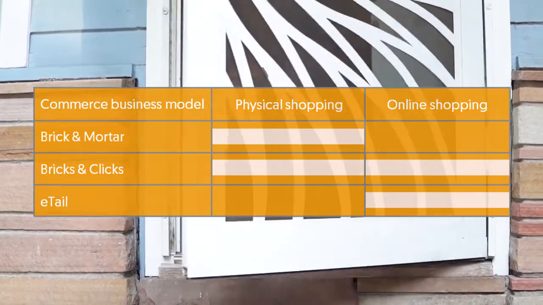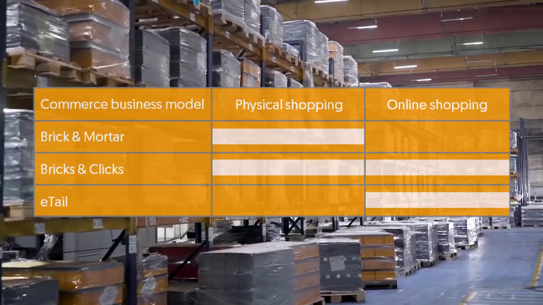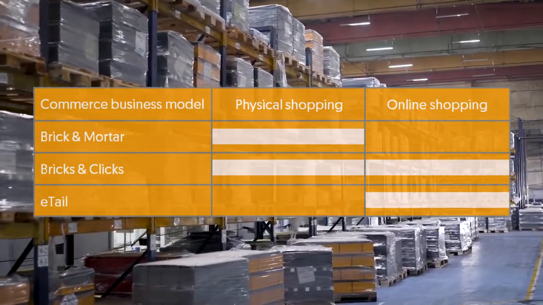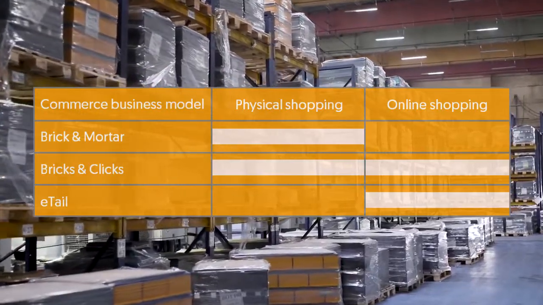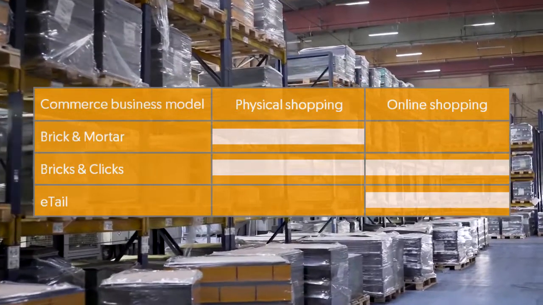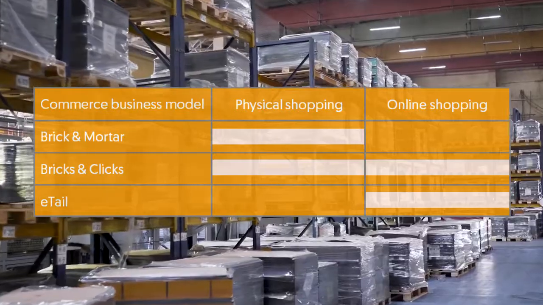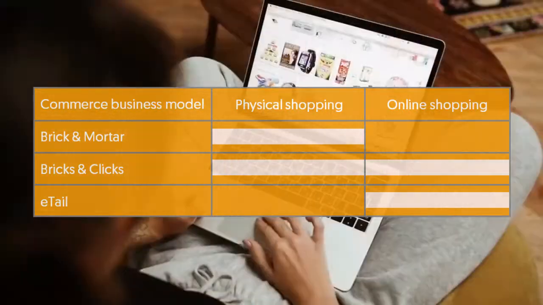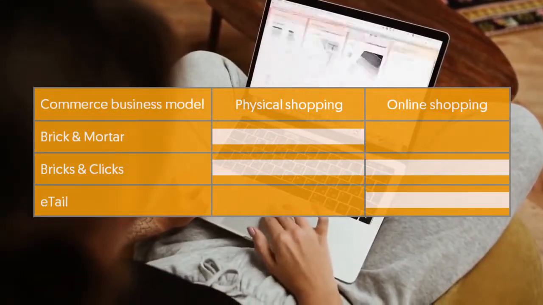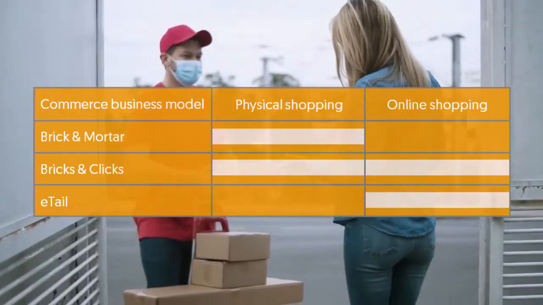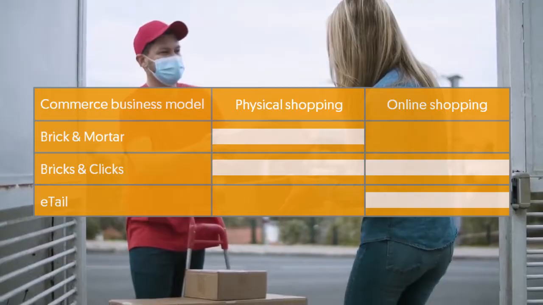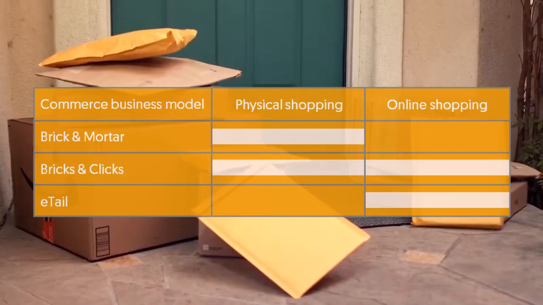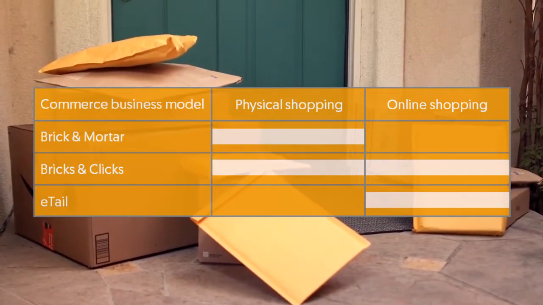E-tail is a shortening of electronic retail. In-person shopping is not available at this specialized online sales operation. This is a fully specialized e-tail sales operation where orders are processed, picked, packed, and delivered according to best practices. E-tail is a specialized online store and will require an online shopping platform for selling.